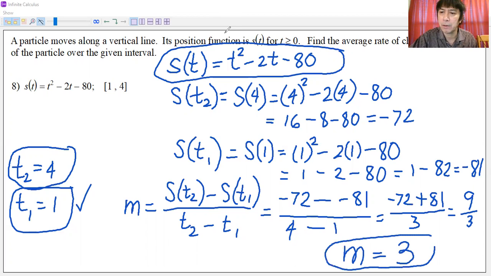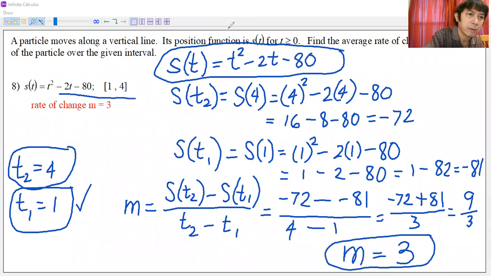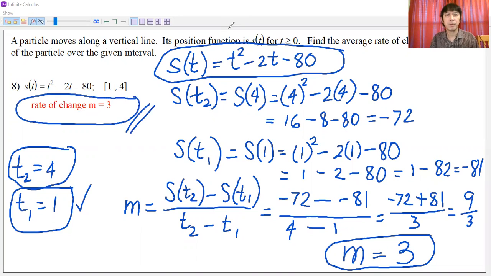That's the answer. And so we'll be able to verify that over here. So rate of change M is equal to 3. And you can see it using the red writings here. So that's the answer. M is equal to 3. All right, that completes our discussion. I think this is the last number.